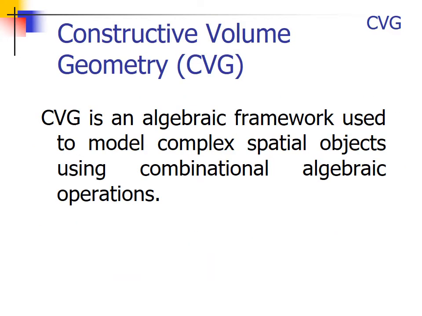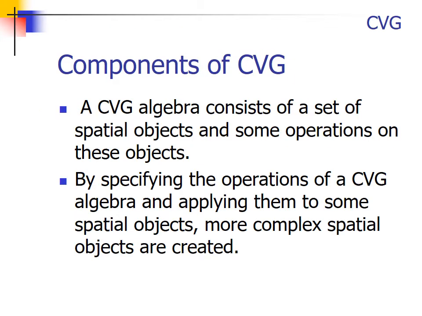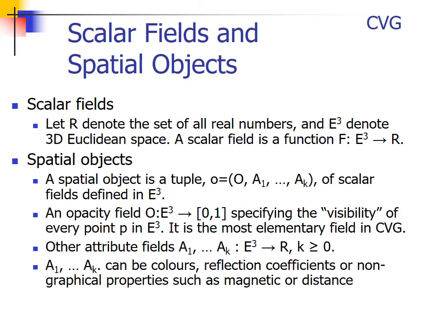Constructive volume geometry is an algebraic framework used to model complex spatial objects using combinational algebraic operations. Components of CVG are the following. A CVG algebra consists of a set of spatial objects and some operations on these objects. By specifying the operations of a CVG algebra and applying them to some spatial objects, more complex spatial objects are created. Let's consider how spatial objects are defined in CVG.